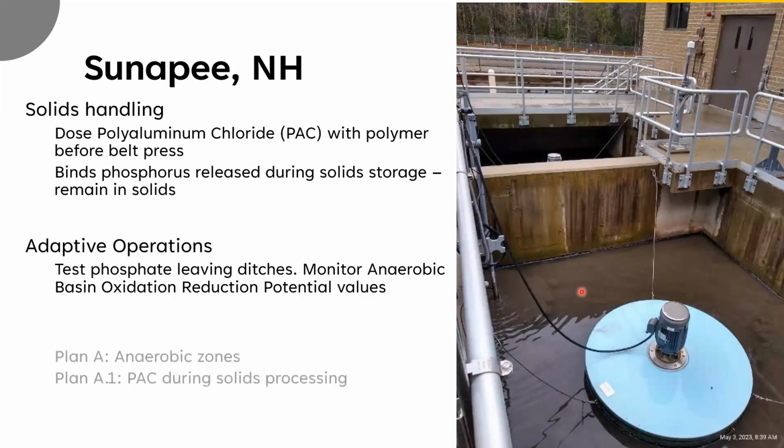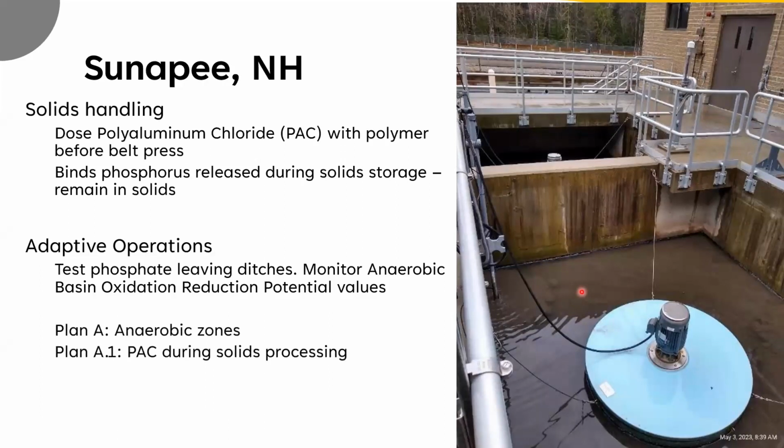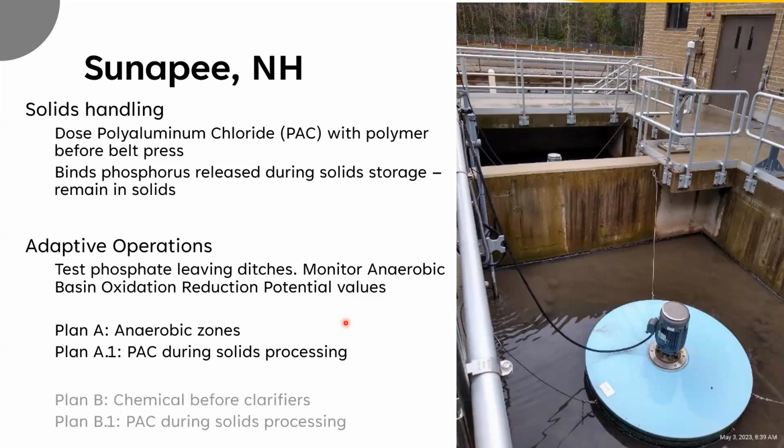processes are taking place. So if everything's working right, you're going to operate on a plan A here. And Sunapee's plan A is to have these anaerobic zones work well, and during the solids processing, add the polyaluminum chloride to keep that phosphorus they've removed from returning back to their plant.